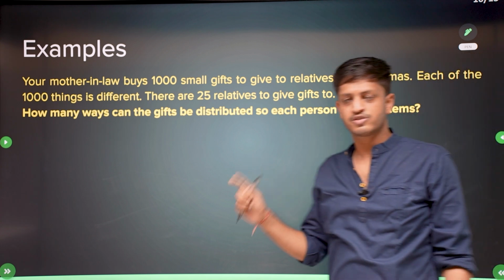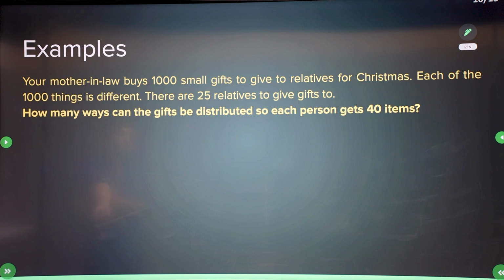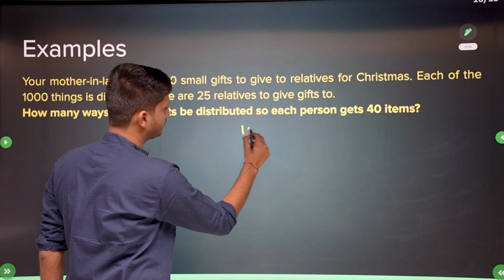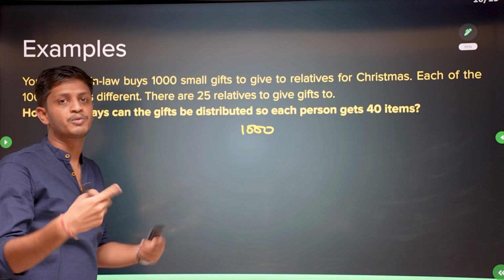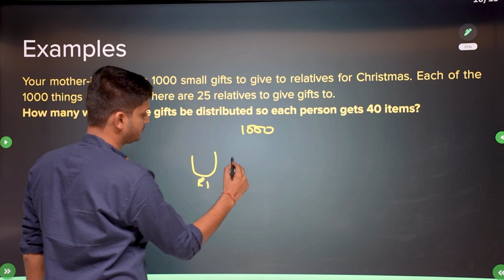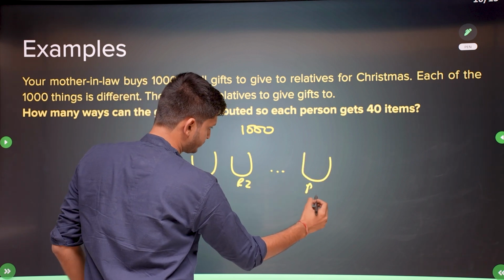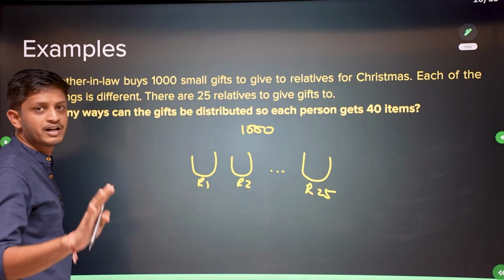Cool. So this problem we already saw in the last lecture. Your mother-in-law has 1,000 different small gifts to give to relatives, and there are 25 relatives to whom you have to distribute these gifts. In how many ways can these gifts be distributed so that each person gets 40 items? So again, we have 1,000 gifts and 25 relatives, and now it will be more clear to you how to solve the problem. Each person should get 40 gifts.